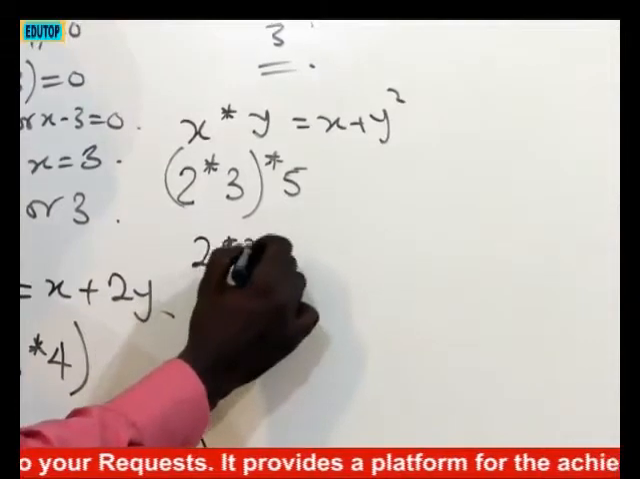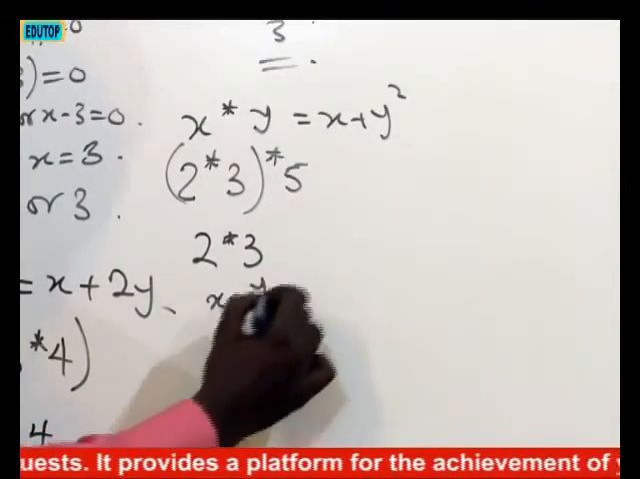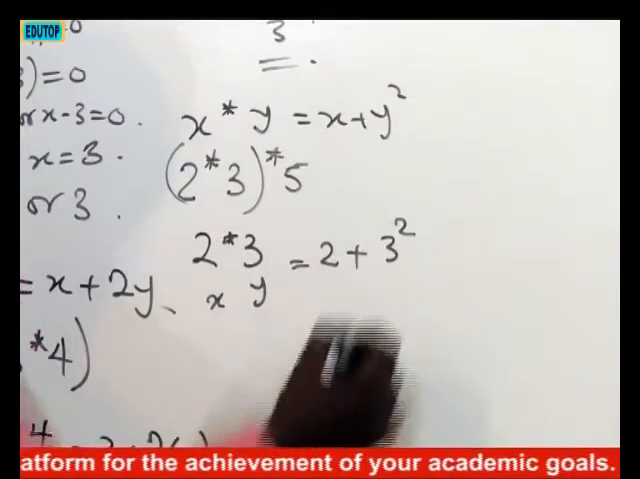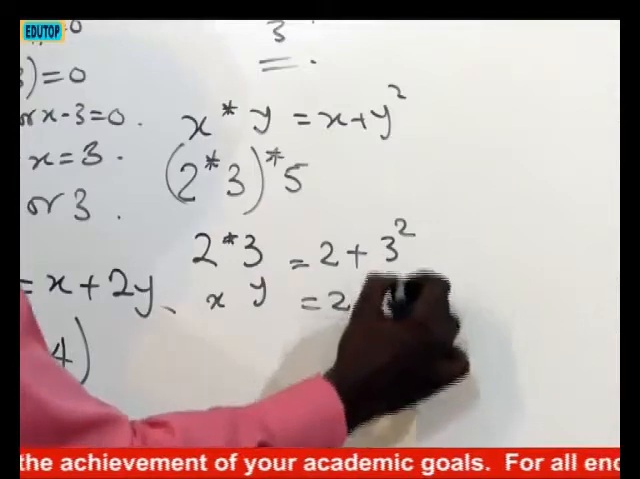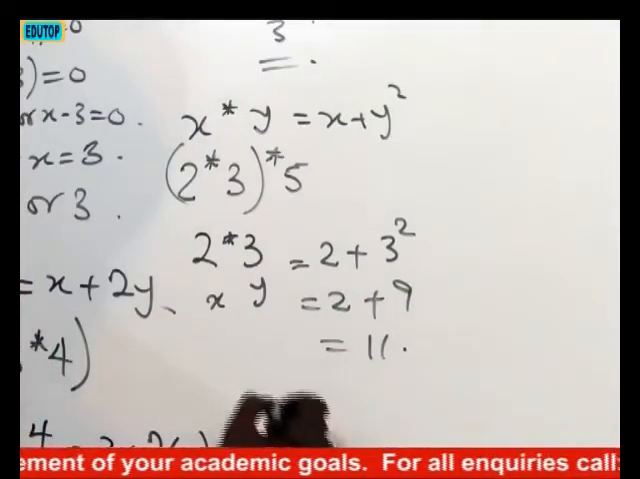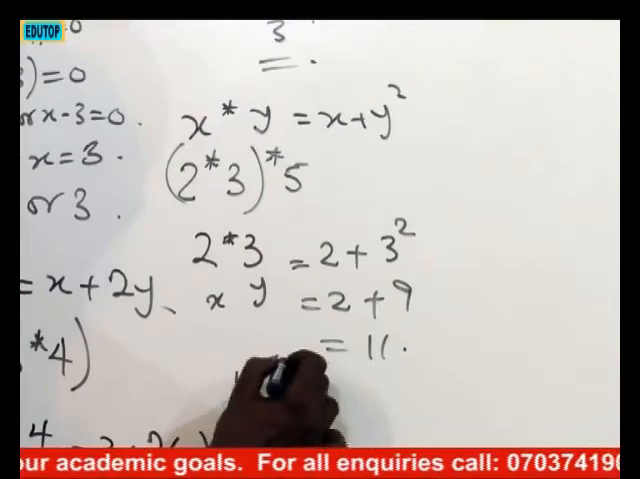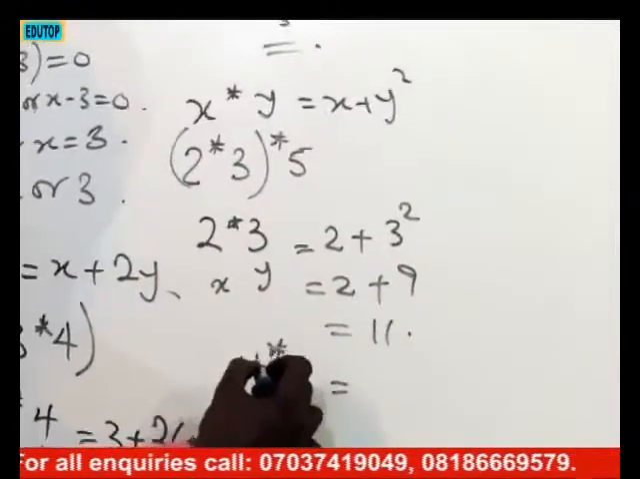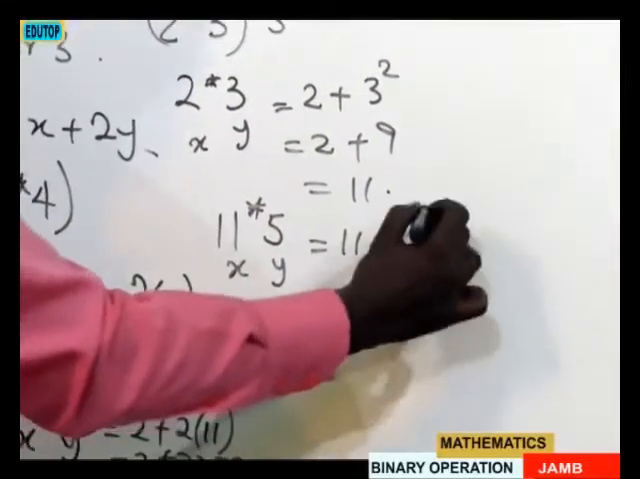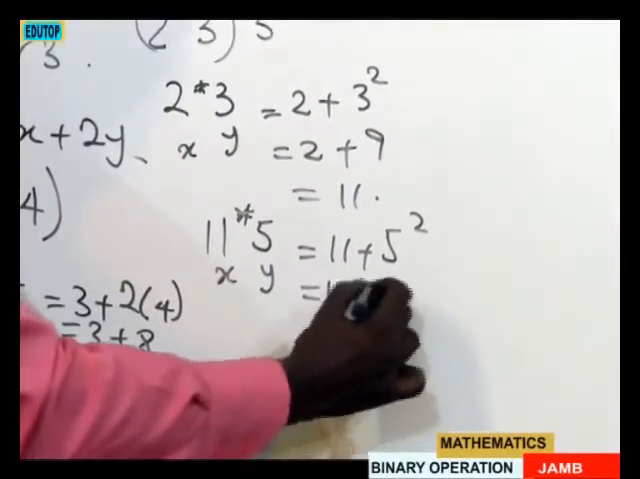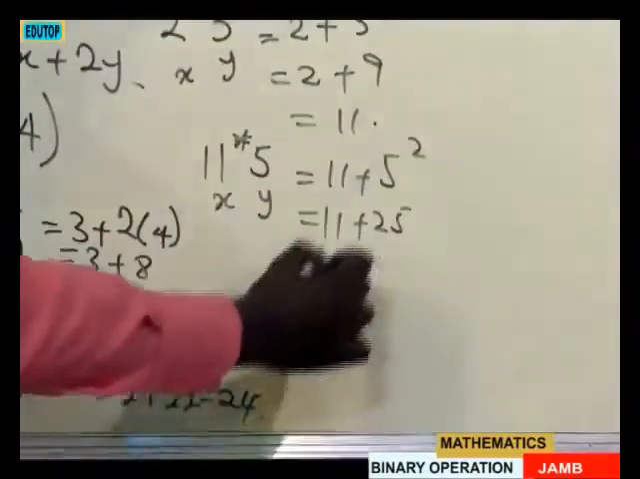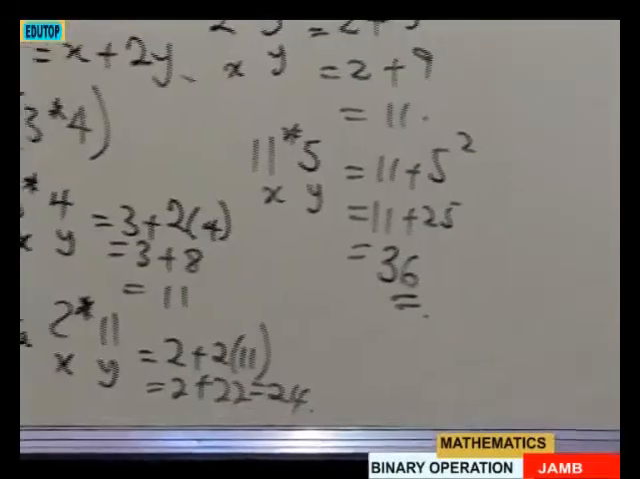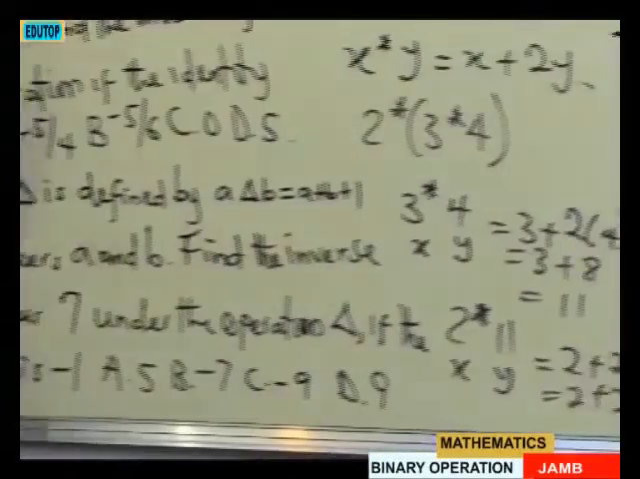So 2 star 3, where our x is 2 and y is 3. So definitely, what is our x? 2 plus 3 squared. So automatically we're going to have 2 plus 9, and that will definitely be 11. So we come back and say 11 star 5, where our x is 11, y is 5. So in this situation, we have 11 plus 5 squared. What's 5 squared? 5 squared is 25. So 11 plus 25, that will definitely be 36. So the answer to this very question will definitely be 38, and that is option D.